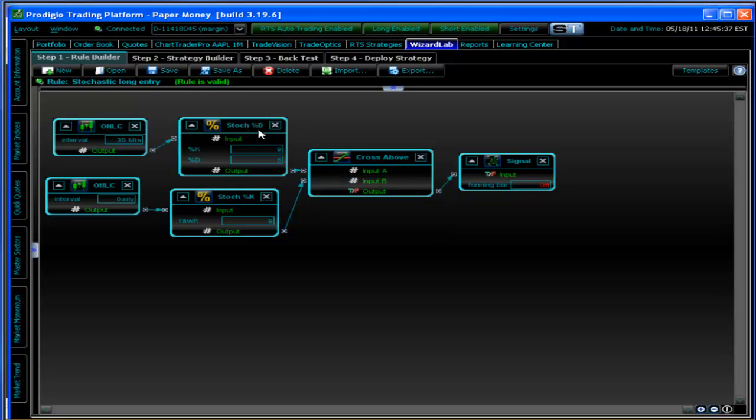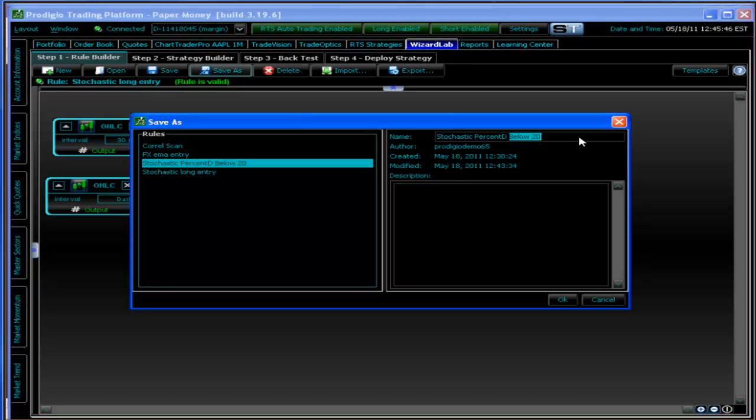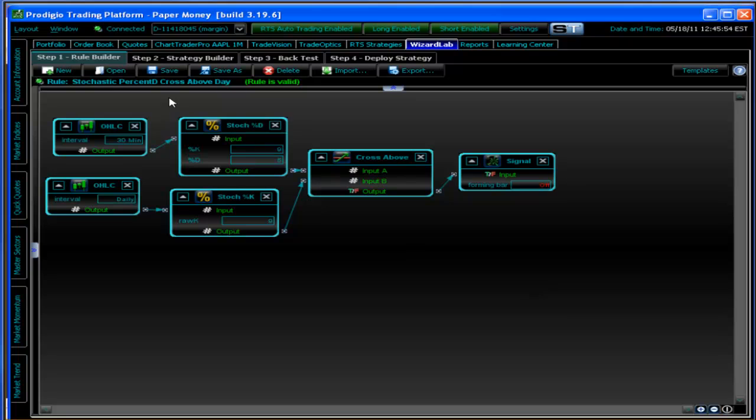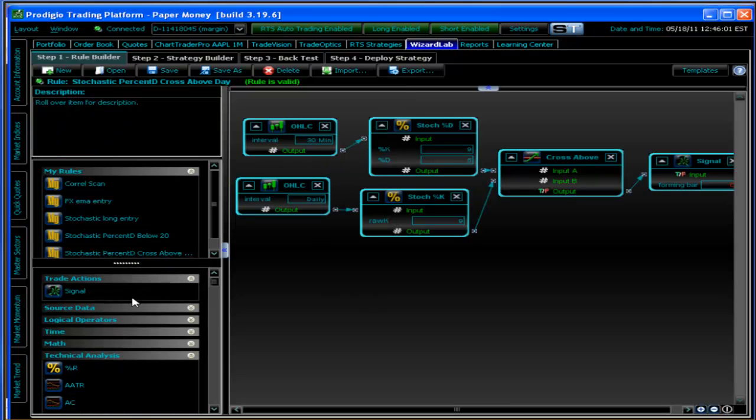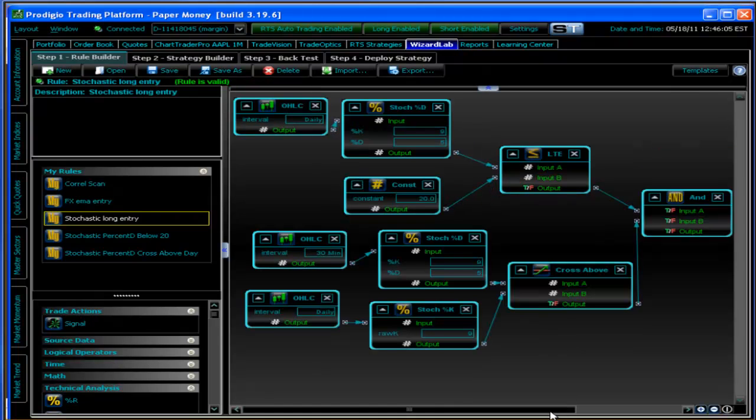But this is firing me signals when this stochastic %D on the 30-minute crosses above the daily. And so I can save this as stochastic %D cross above daily. Right, and I've got another rule which is called stochastic %D cross above day. And what I'm going to do here is I'm going to use these two parts in my bigger rule. So let's go back to the bigger rule one more time.